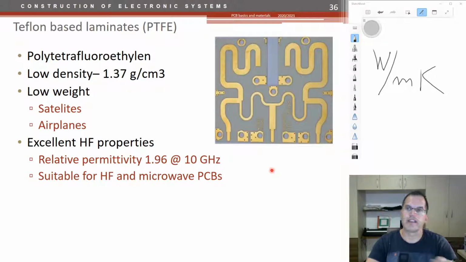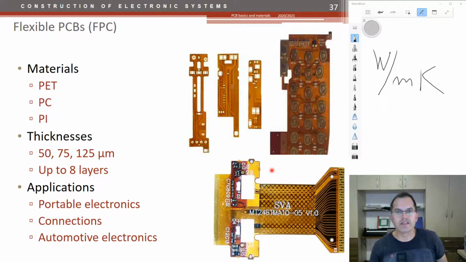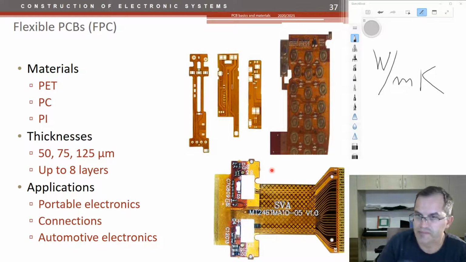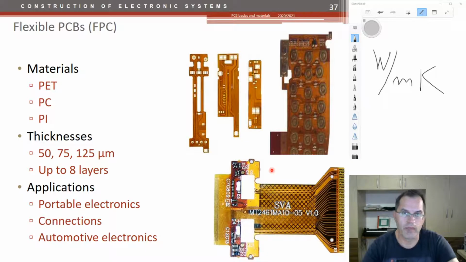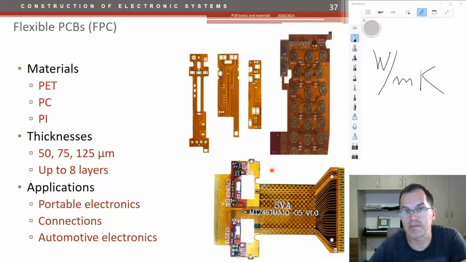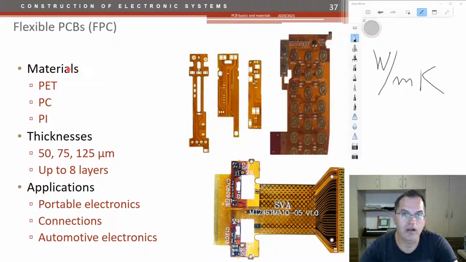Let's go now for the flexible PCBs. Now, flexible printed circuit boards are made usually from plastics. So plastic materials that are commonly used are polyethylene, polycarbonate, and polyimide. Well, polyimide probably, or something similar, it's also called Kapton. So the Kapton is a trademark name for polyimide. And it's yellow colored.